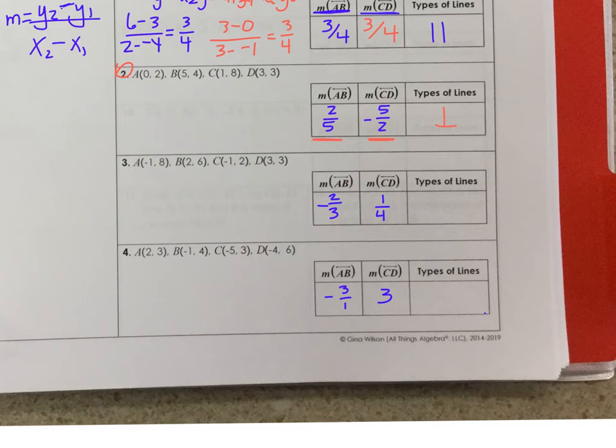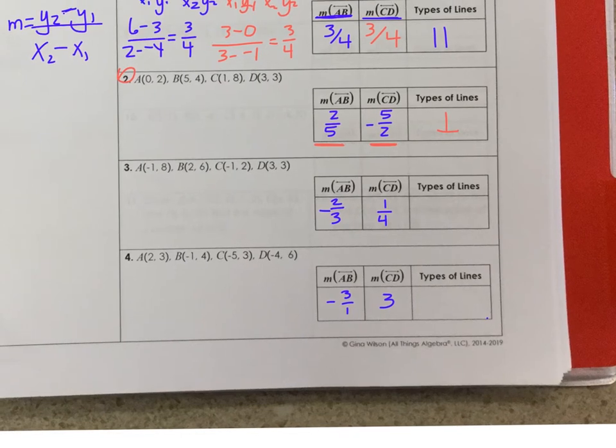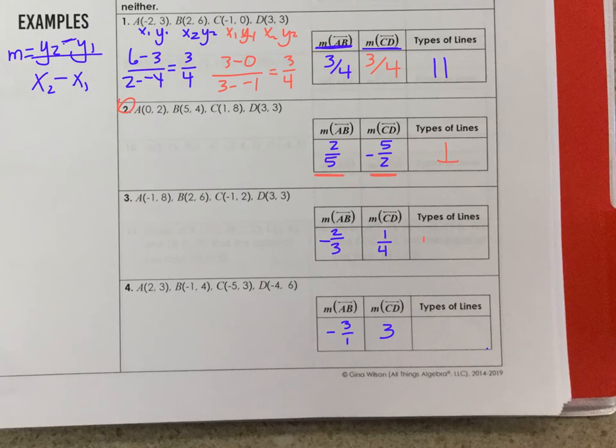This next one, I got negative 2 over 3 and 1/4. They're opposites, but they've not been flipped, so these are just neither. They're not perpendicular or parallel. That means they just randomly cross, maybe like that somewhere. They don't make that perfect right angle cross.